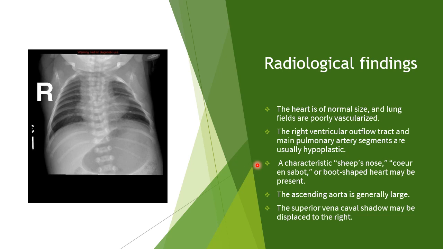A characteristic boot-shaped heart, coeur en sabot, may be present. The ascending aorta is generally large. The superior vena cava shadow may be displaced to the right.